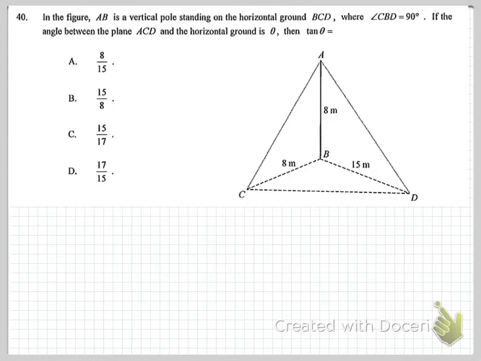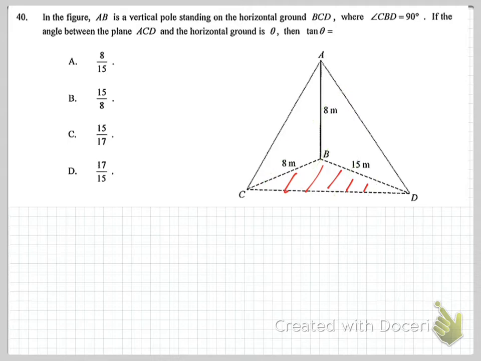Okay, once again, this is another question about angle between planes. Eventually, we want to find the angle between these two planes. One plane is ACD, this surface, the surface facing you going up from the ground level. The other is the horizontal ground. So we want to find the angle between the red plane and the green plane.